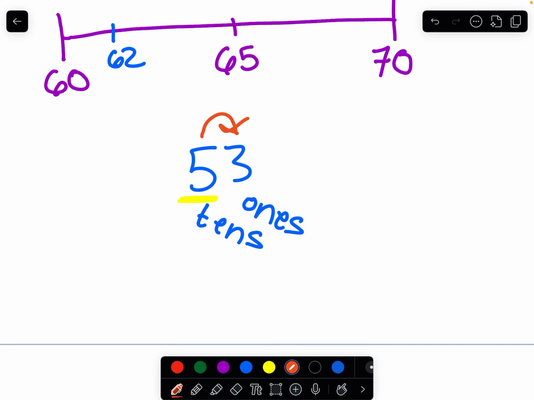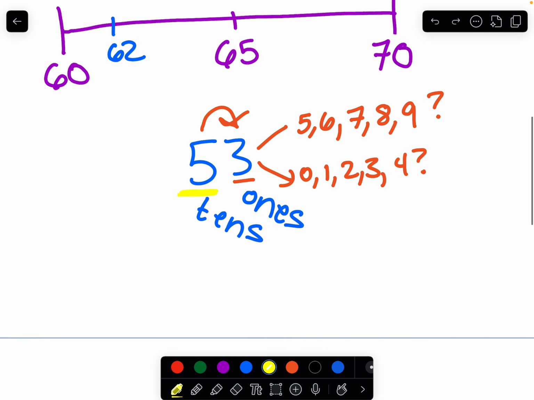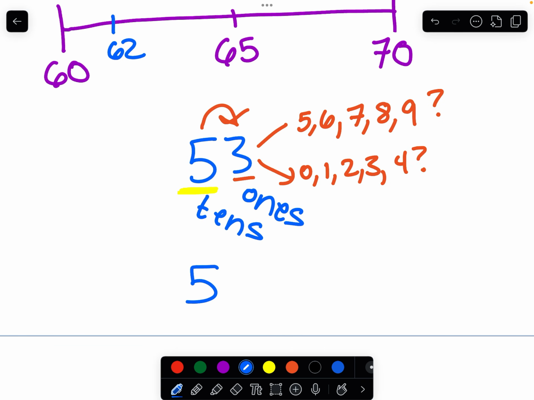and we say, okay, is this number a 5, 6, 7, 8, or 9? Or is this number in the ones place a 0, 1, 2, 3, or 4? Well, here, as you can see, the number 3 is a 0, 1, 2, 3, or 4. So we are going to round down. We are going to round 53 to 50.